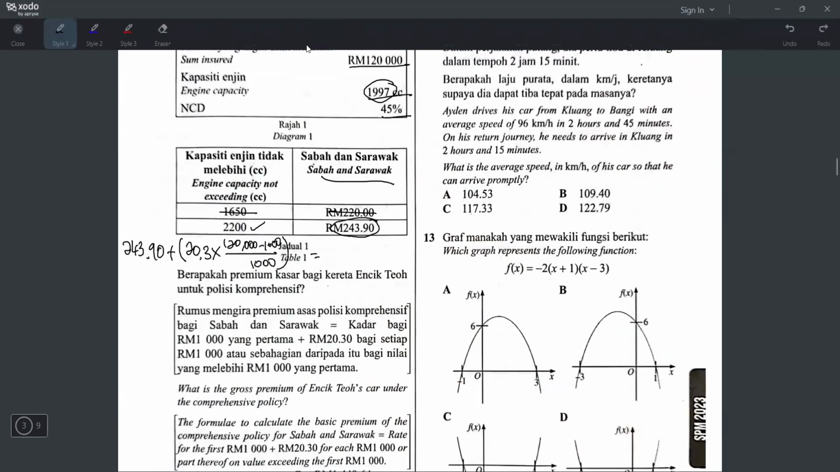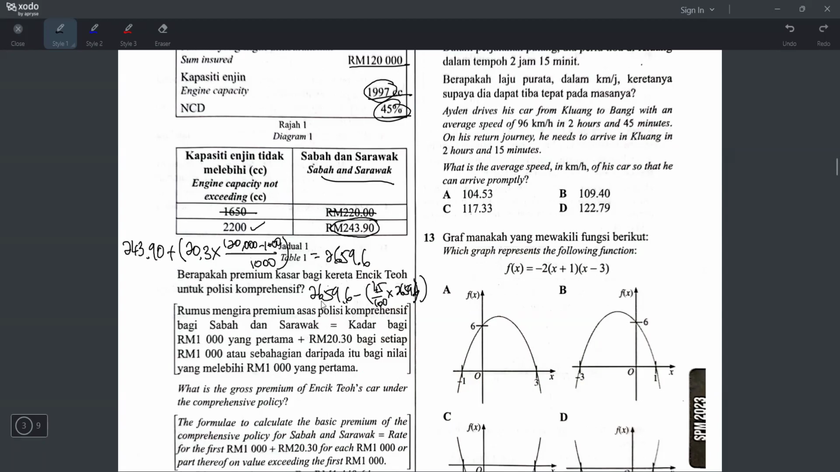So what is the basic premium? 2659.6. Okay, but this is not the answer. This is the basic premium, premium asas. Dia nak cari premium kasar, gross premium. So you have to minus with, so the 2659.6 have to minus with the NCD. So NCD dia kata 45%. So I have to minus with 45% times with 2659.6.